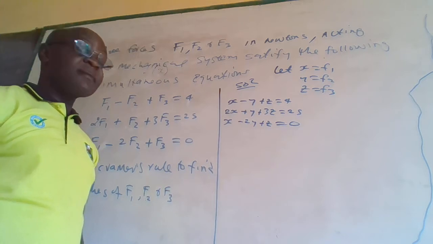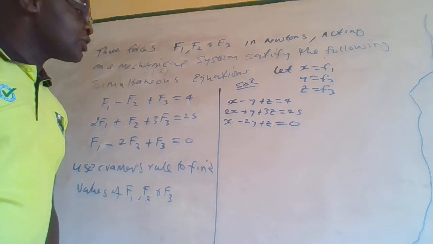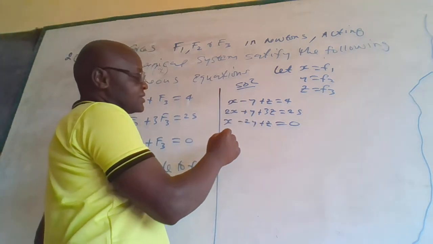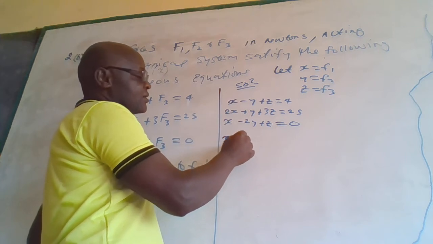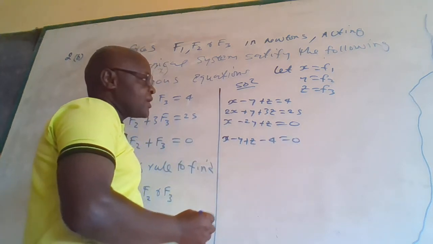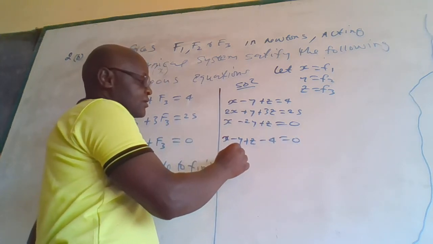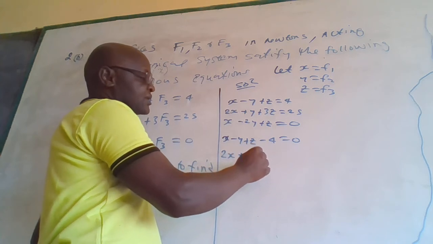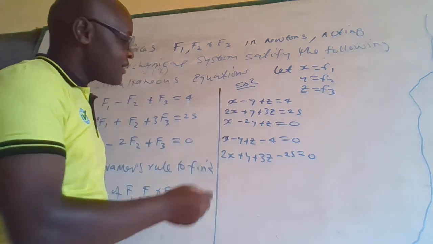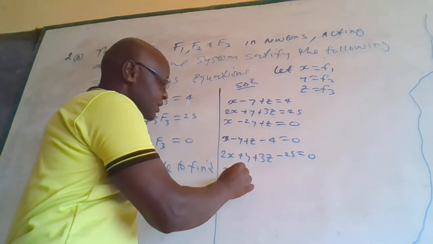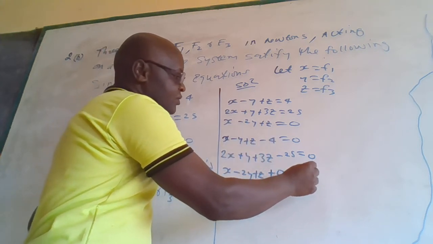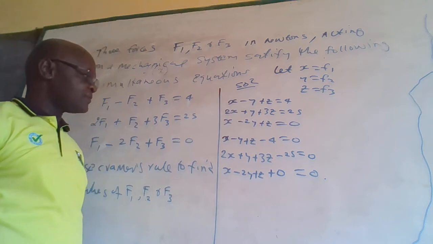Now for us to use Cramer's rule, which also uses determinants, we shall write these equations as X minus Y plus Z minus 4 equals 0, and 2X plus Y plus 3Z minus 25 equals 0. And then we have X minus 2Y plus Z, then plus 0 equals 0.